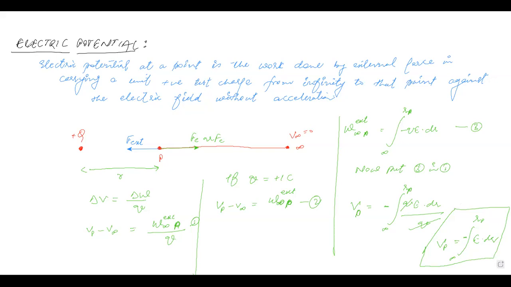And now the unit of potential in the SI system is joule per coulomb, or sometimes it is also called volt. And the second point is that it is a scalar quantity. Okay. Note it down also.